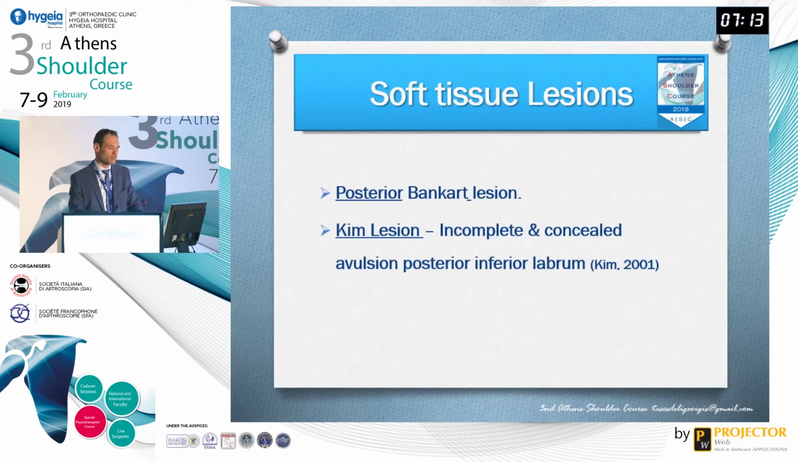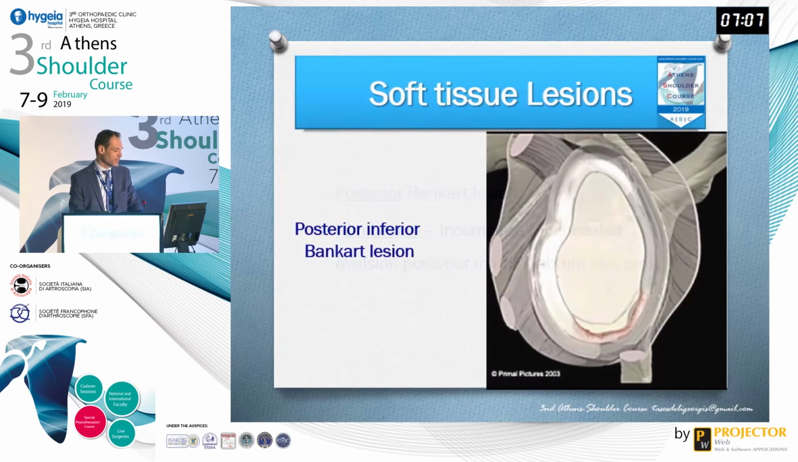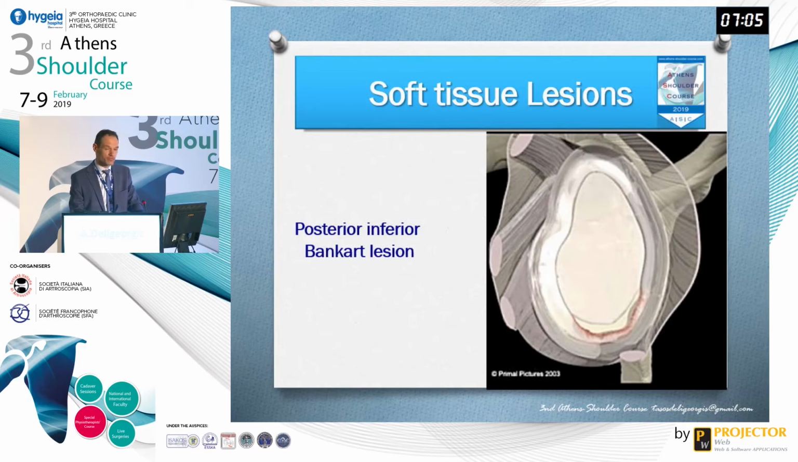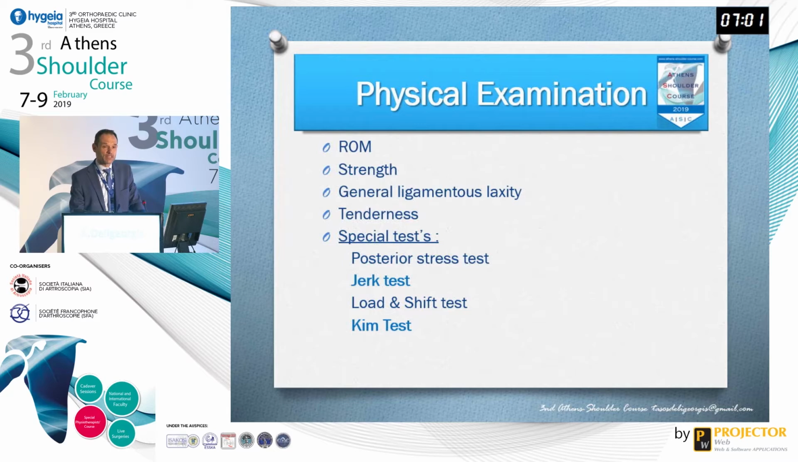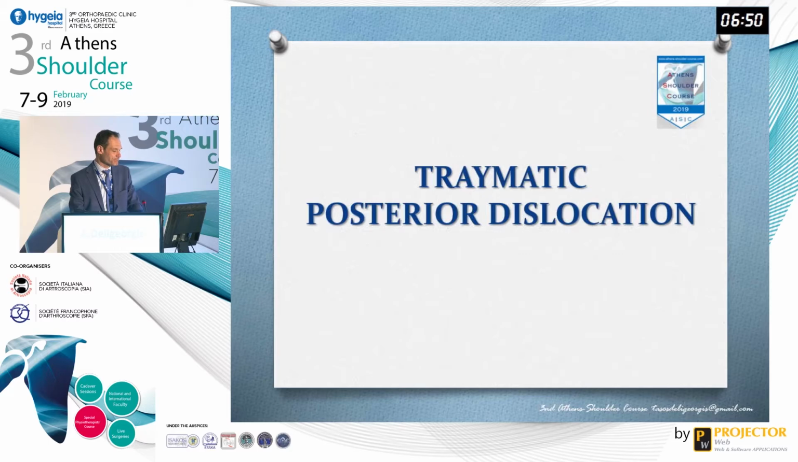So lesions usually found might be a posterior Bankart lesion or a Kim's lesion. That's an incomplete and concealed avulsion of the posterior inferior labrum. Posterior inferior Bankart lesion, and also you can see a Kim's lesion. So for physical examination, we do what we usually do: range of motion, strength, general ligamentous laxity, tenderness, and special tests like the posterior stress test, jerk test, load and shift test, or Kim test.